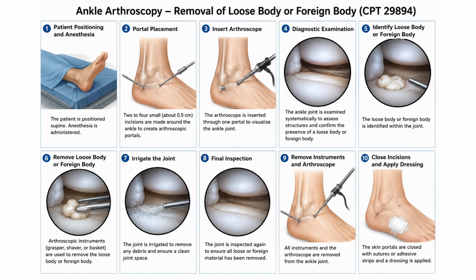Like this, the loose bodies are removed in the ankle joint area. These are fragments of cartilage or bone. He will remove those loose bodies with the help of a grasper, shaver or basket. The joint he is irrigating, and if there is any debris he is cleaning that area. He is inspecting the joint for loose or foreign material, and all the instruments he will remove and close it.